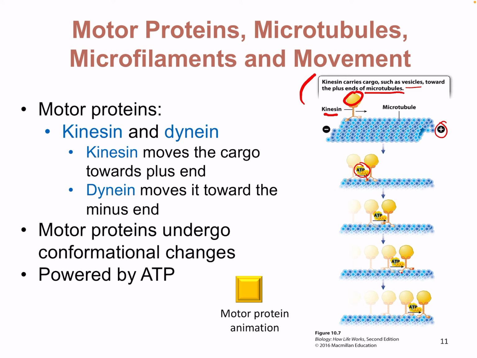These motor proteins, like I said, are kinesin and dynein. Kinesin moves the cargo towards the plus end, and dynein moves towards the minus end. So dynein minus, kinesin positive. These motor proteins undergo conformational changes and are powered by ATP. I recommend you look up a video of these. It's quite interesting.